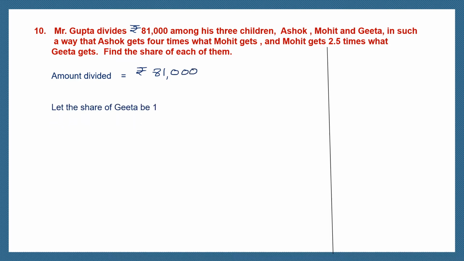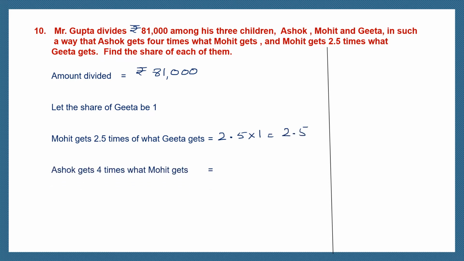Then we are going to assume the share of Geeta to be 1. That means Mohit gets 2.5 times of what Geeta gets. That will be 2.5 into 1. This is what Mohit gets, 2.5. Now what about Ashok? He gets 4 times what Mohit gets, that is 2.5. So now let's do this multiplication.